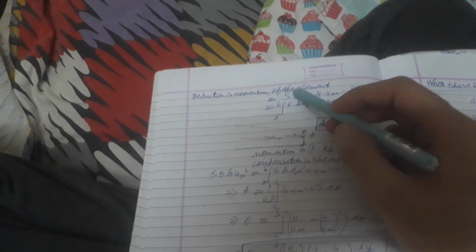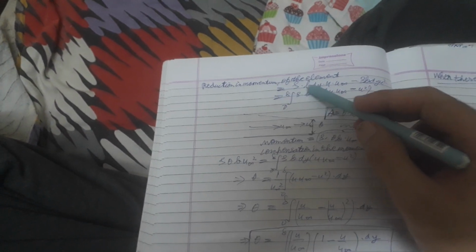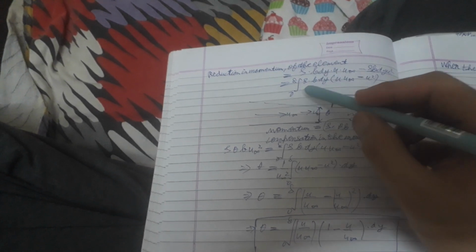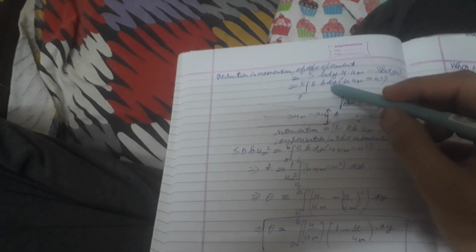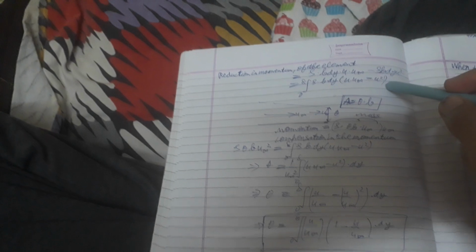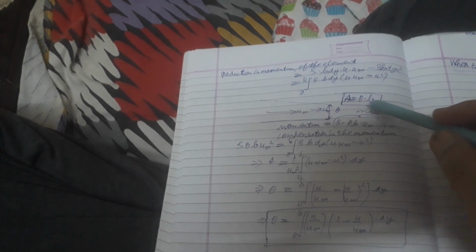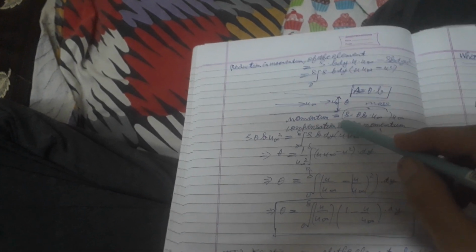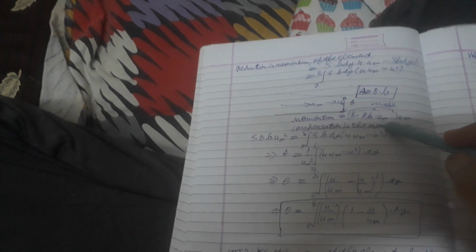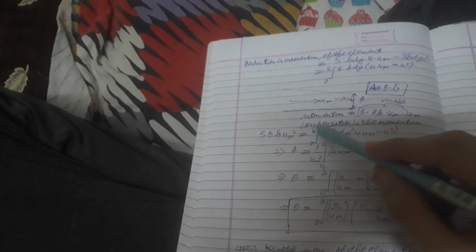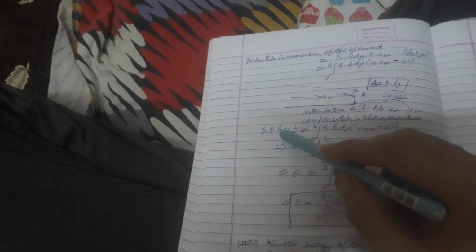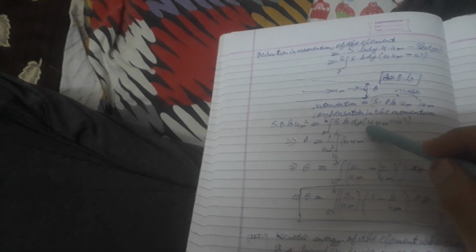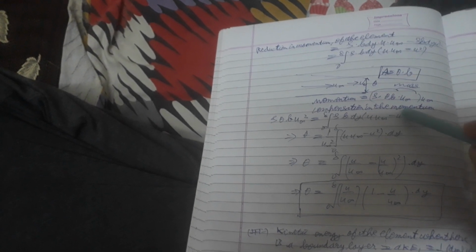Reduction in momentum of the element is equal to rho into b dy into u infinity minus rho into b dy into u square, which is equal to integration from 0 to delta rho into b dy into (u infinity minus u) square. A is equal to theta into b. Then this is u infinity, then this is theta. Momentum is equal to rho into theta into b into u infinity. Then this is mass. Compensation in the momentum is equal to rho into theta into b into u infinity square, which is equal to integration from 0 to delta rho into b into dy into u infinity minus u square.